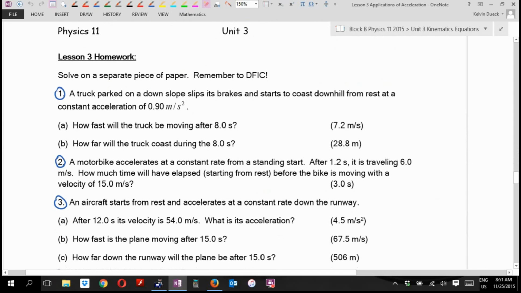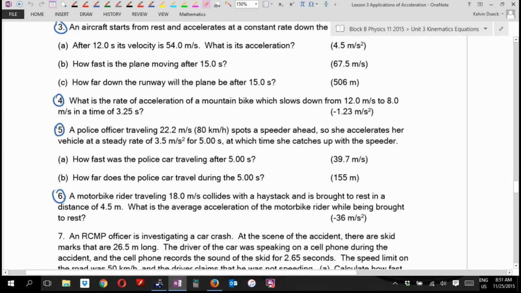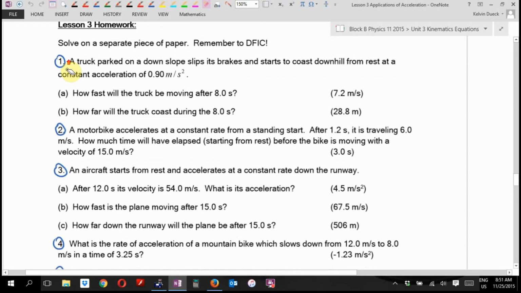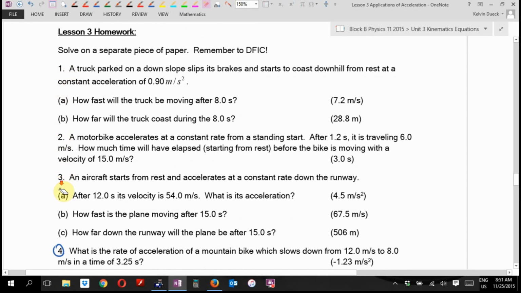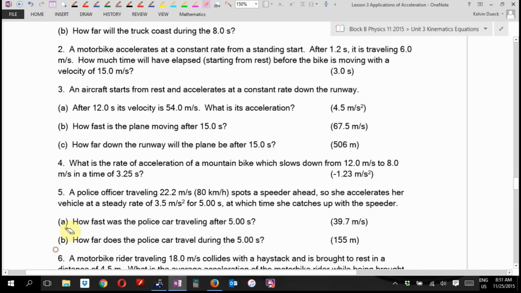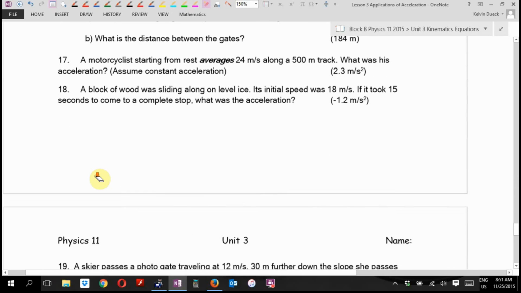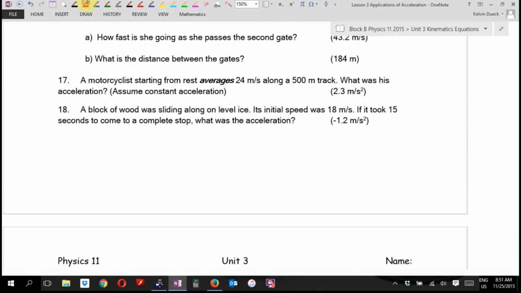What's your homework? Your homework is this whole thing, every question. Last day I said you could take a start on number 1, 2, 3, 4, 5, and 6. You're going to have all class to work on this. Do me a favor, though. If you want to scroll down, put a little star next to number 17.